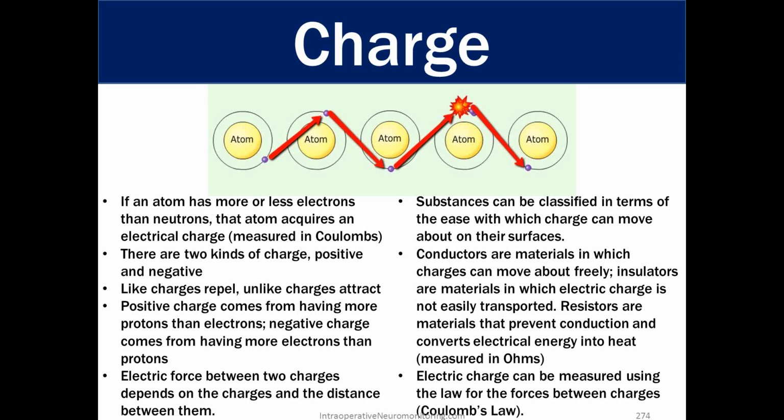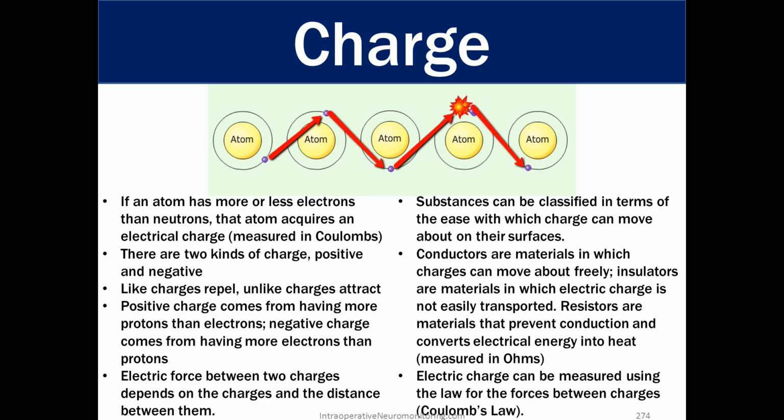A charge. If an atom has more or fewer electrons than protons, that atom acquires an electrical charge, which is measured in coulombs. There are two kinds of charges, positive and negative. Like charges repel, unlike charges attract. Positive charge comes from having more protons than electrons, and a negative charge comes from having more electrons than protons. Electric force between two charges depends on the charges and the distance between them.